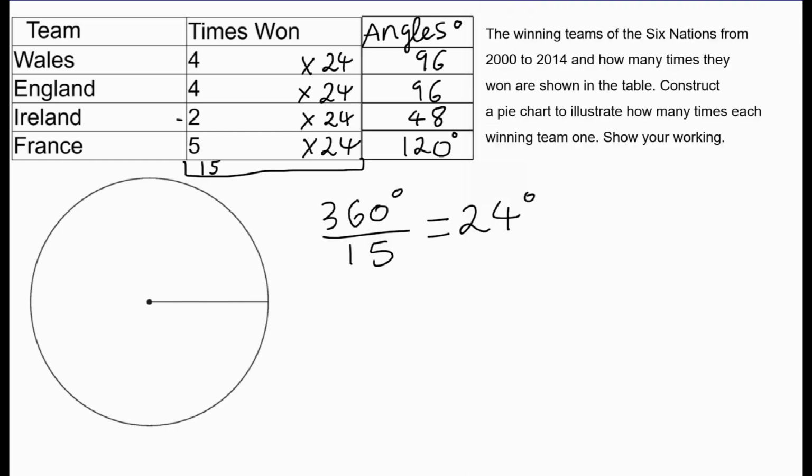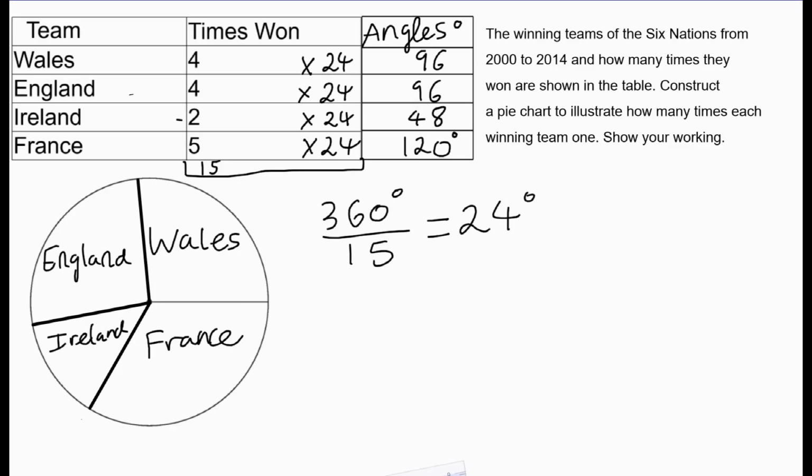And they do. So I can now draw my pie chart. And there's my pie chart. I just realized there's a spelling mistake here. That should say 1. My apologies there. So that would be our completed pie chart.